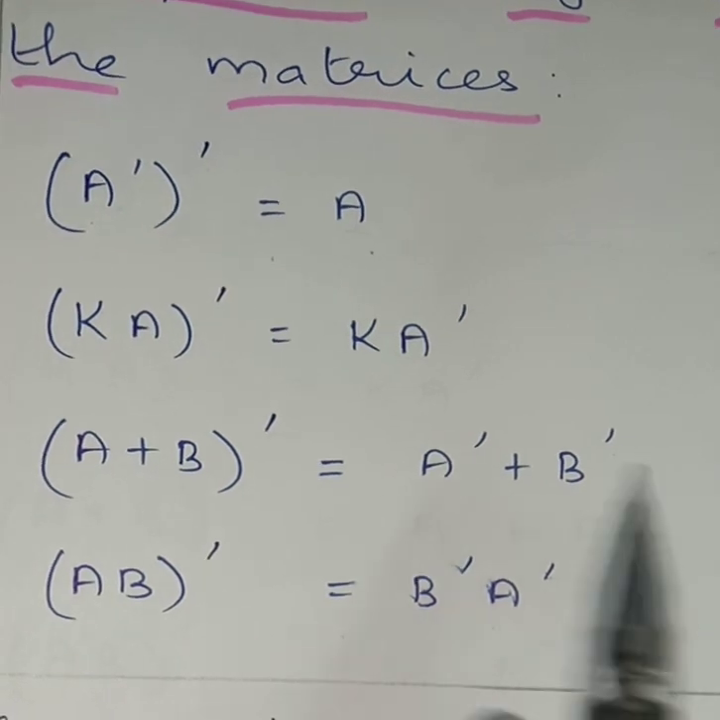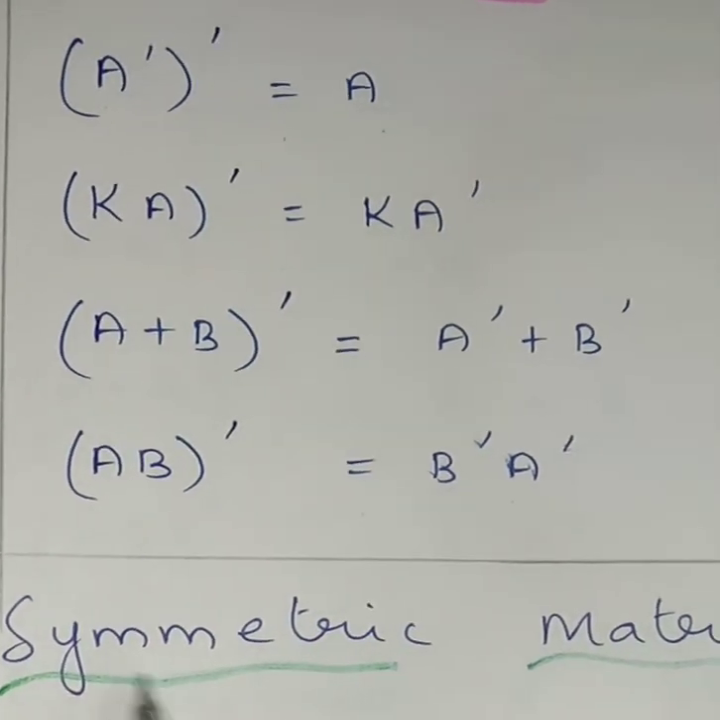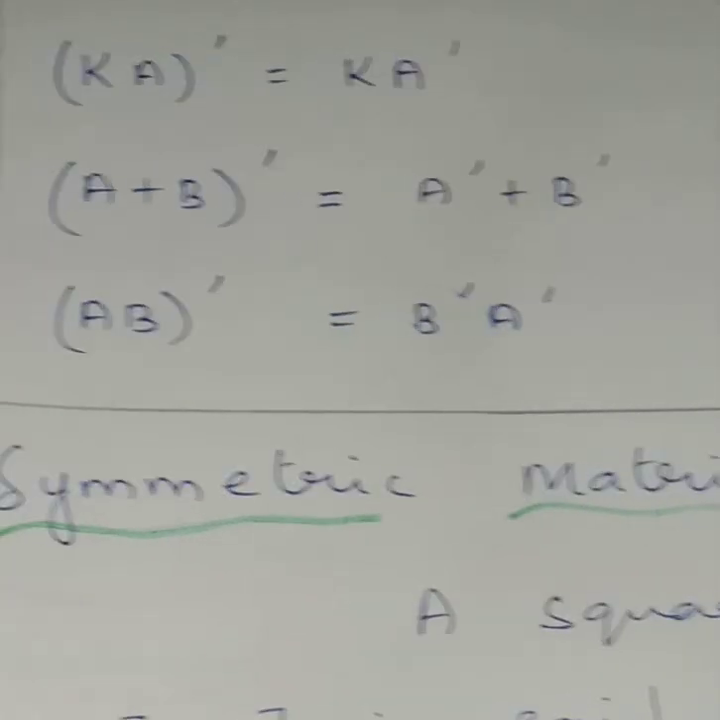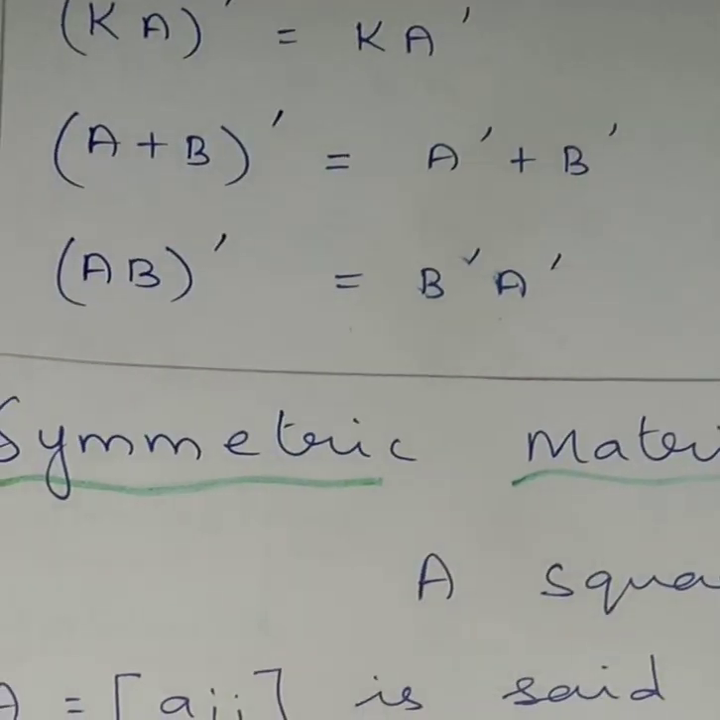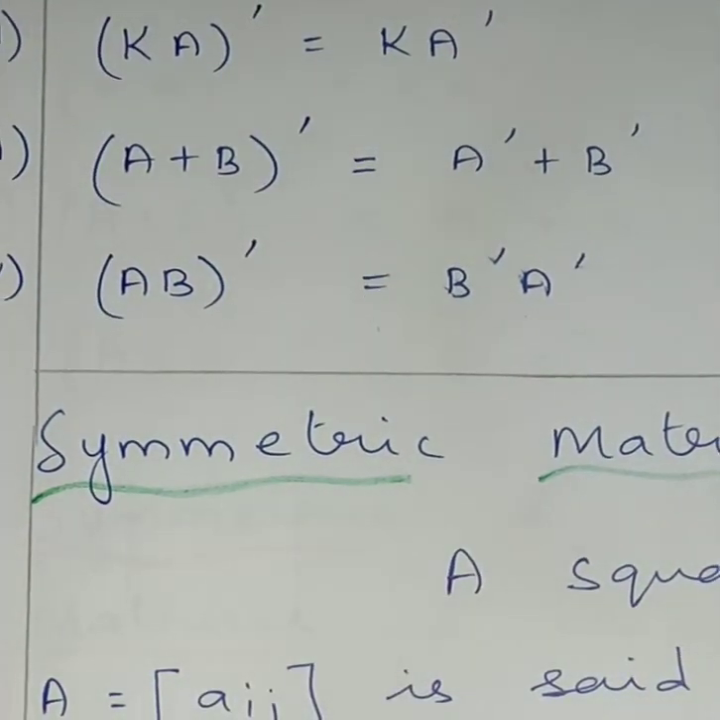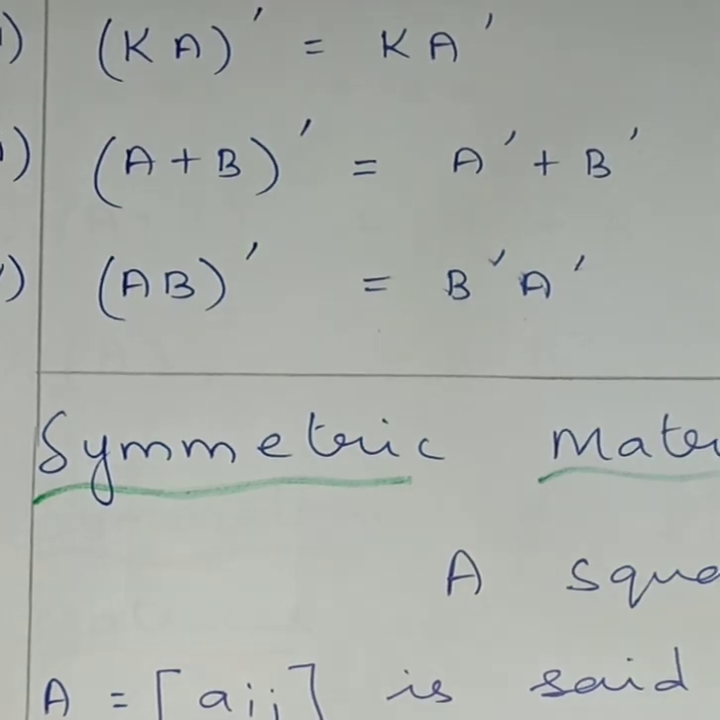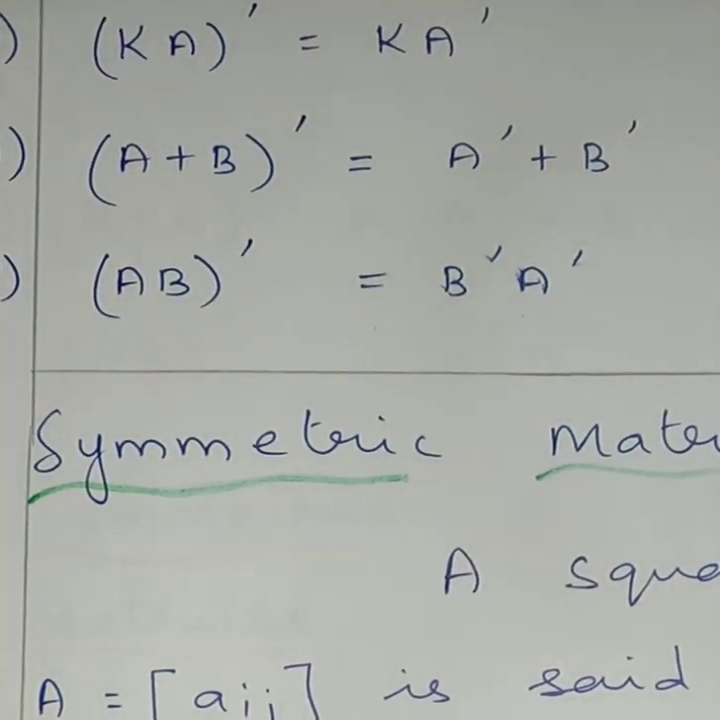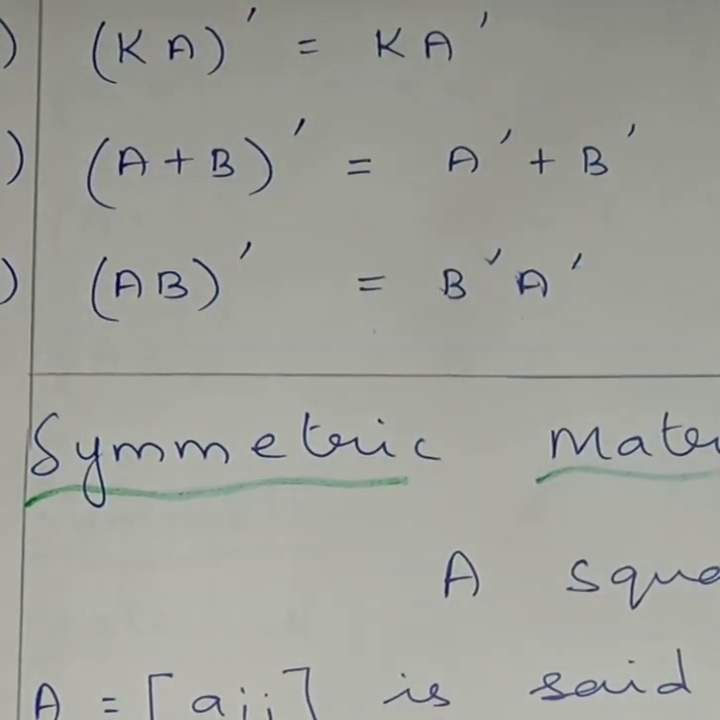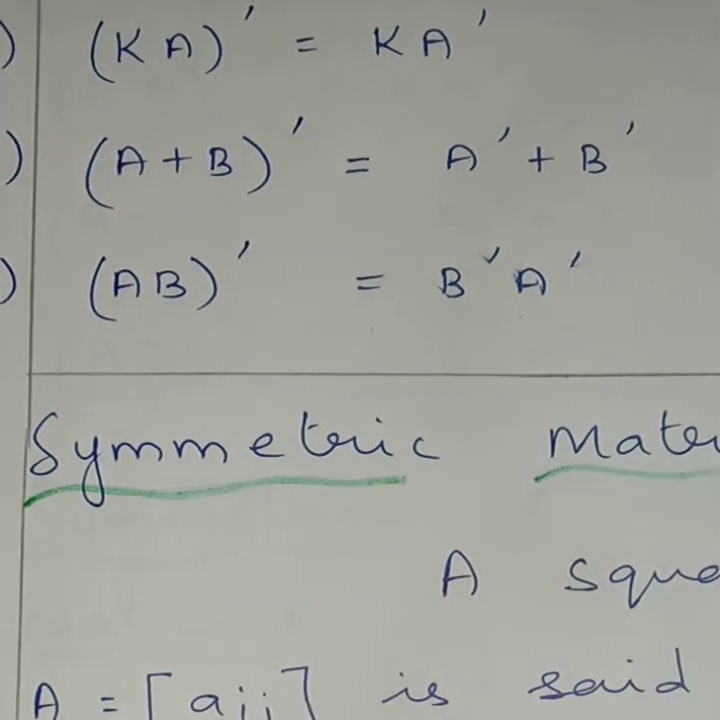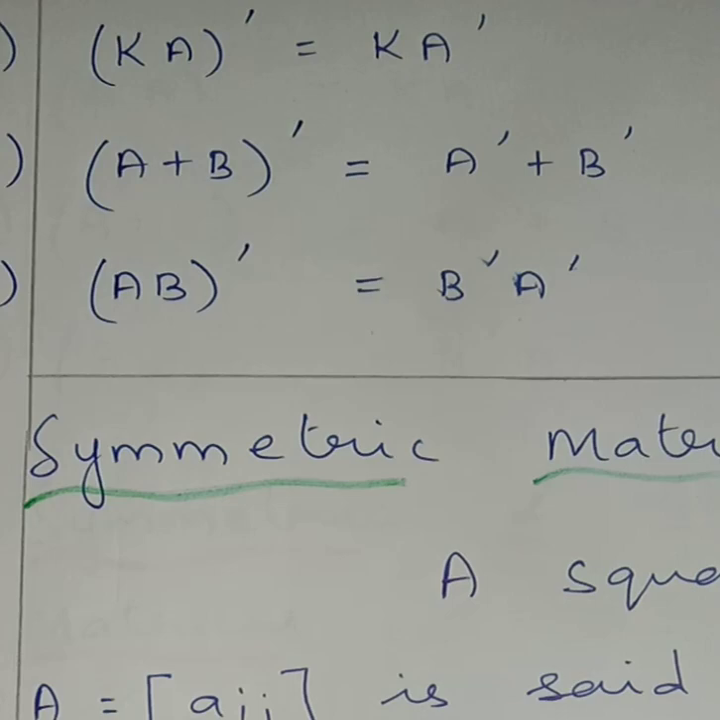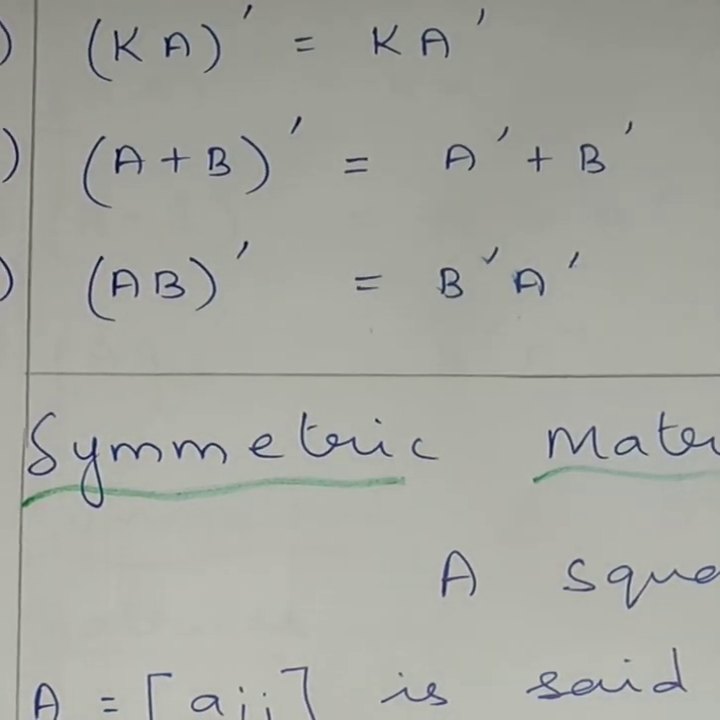Okay, so now the next topic is symmetric matrix. A square matrix A is said to be a symmetric matrix if, what is the condition for symmetric matrix? If A equal to A dash. This is the main formula for this. If A equal to A dash, then that matrix is called a symmetric matrix. Very important condition. So if you have this word symmetric matrix, you can tell A equal to A dash.